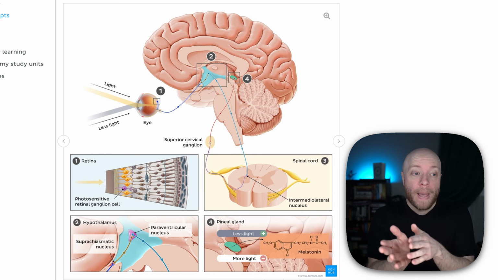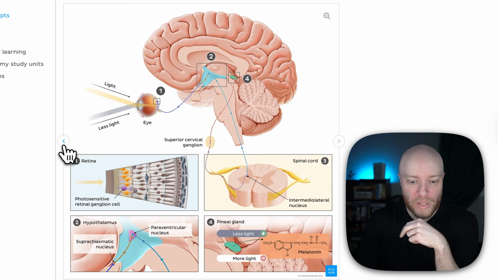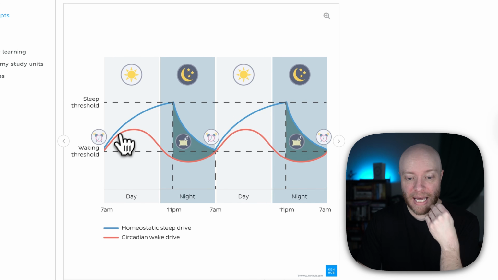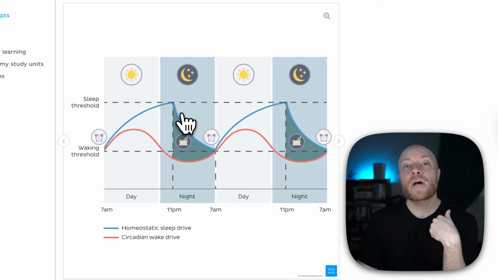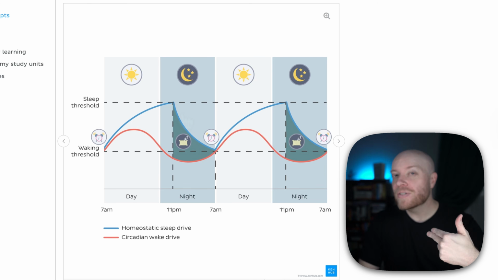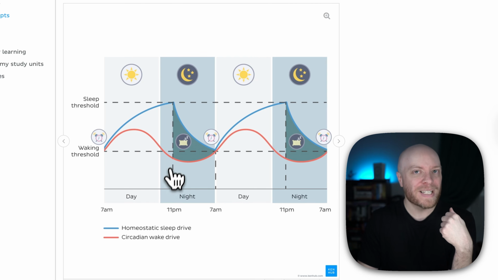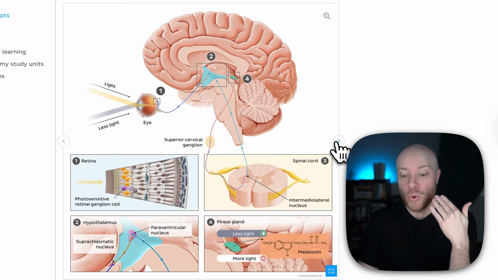But you're also pairing that with the buildup of adenosine that we talked about from in this image, right? From that homeostatic sleep drive. So as the adenosine is building up, we also are going to start to have melatonin be produced, and that combined effect is what's going to kick us into sleep, especially as our circadian wake drive is going to drop.